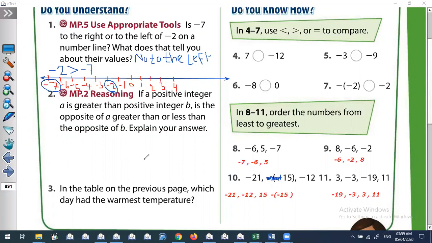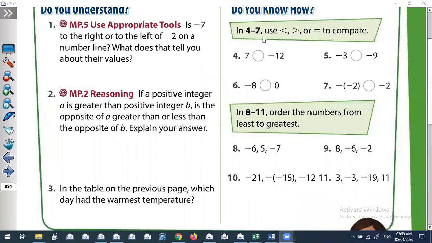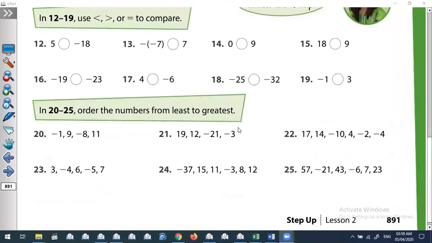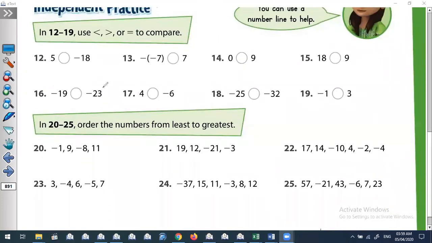The next one. Let's solve more exercises. Here, use comparing. 5 and negative 18. 5 is positive, so it will be more than any negative. Negative, negative, cancel them together. 7 and 7 will be equal. 0 and 9, 9 is bigger. 18 and 9, 18 is bigger. Negative 19, negative 23. In negatives, the bigger number is the smaller. So negative 19 will be bigger.